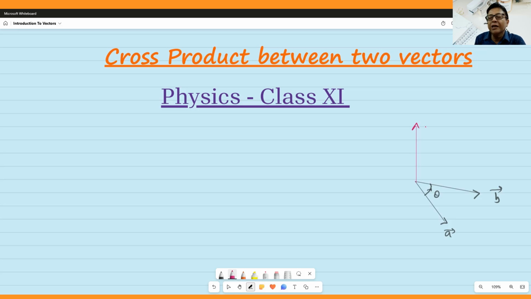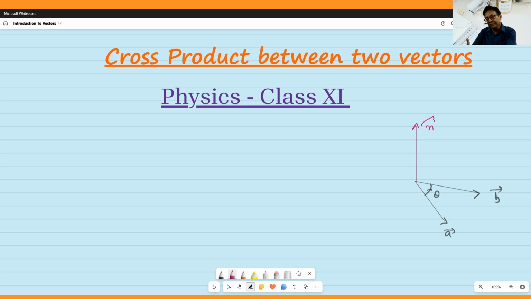Actually, cross product is a vector quantity. I want to represent it in 2D. Proper representation in 2D is not possible. That's why I've taken vectors that way. See, it's like this, A vector, B vector. Where does the n cap go? The n cap is going to be perpendicular to both the vectors.